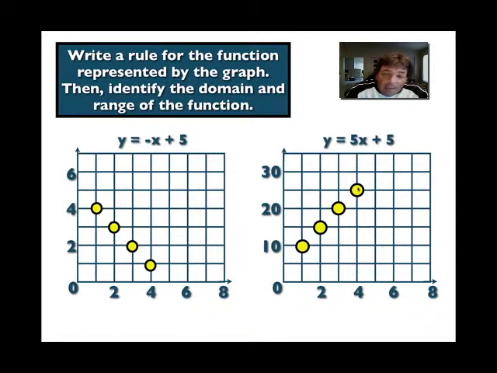Okay? Again, probably not the easiest thing to do. If you're just looking at the graph, it makes a little bit of sense to take a second or two, make a table out of these things, and see if you can find the relationship within the table.